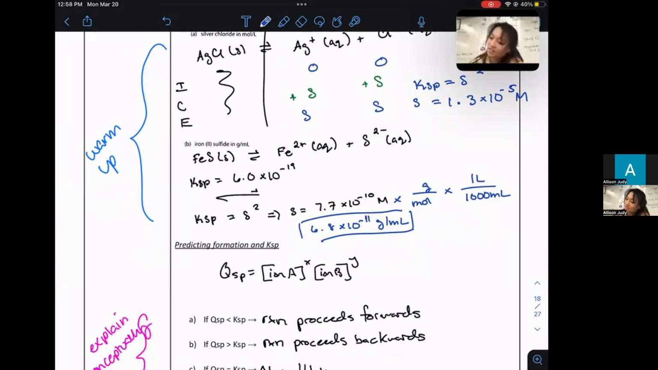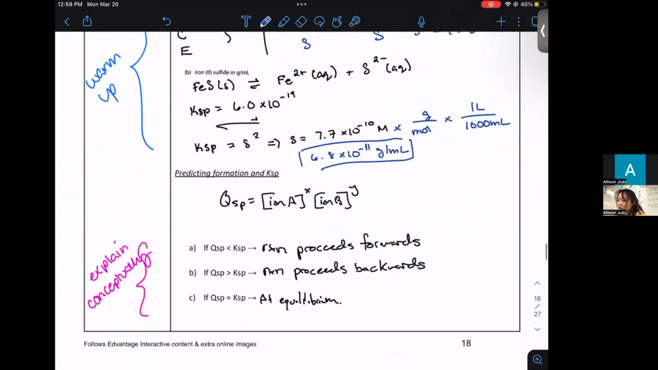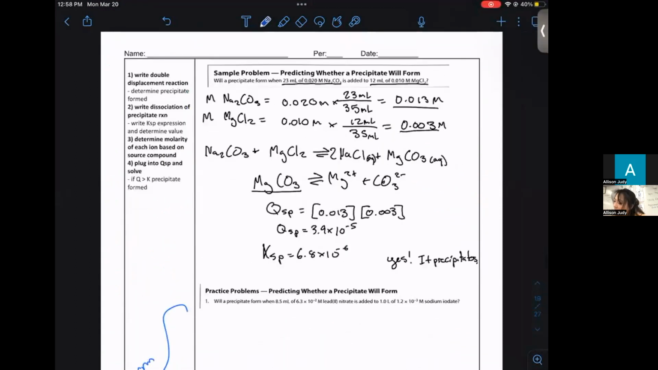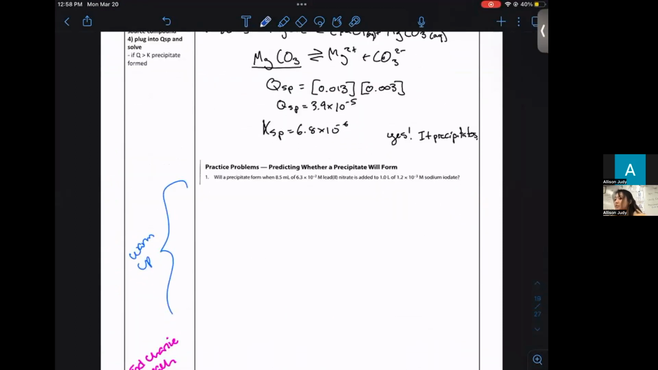Even if they're wrong. All right. So next problem, your second type. You were asked to predict whether a precipitate was formed based off of the relationship between Q and K, for a KSP.